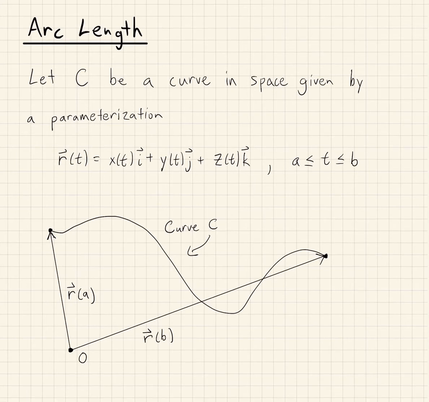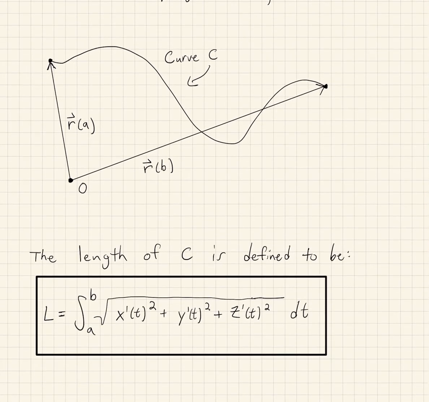All right, so let me give you the definition here. The length of C is going to be defined to be this quantity down here: capital L equals the definite integral from a to b of the square root of x prime of t squared plus y prime of t squared plus z prime of t squared dt. All right, so that is the definition of the length of that curve segment.